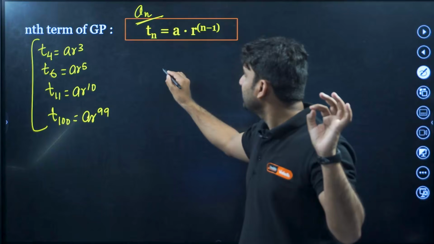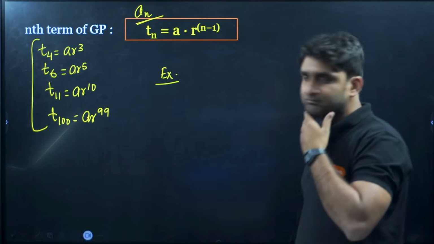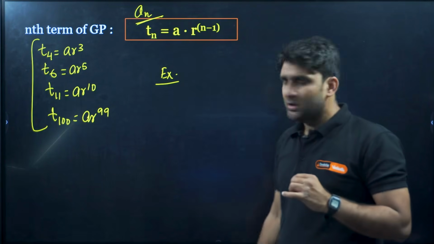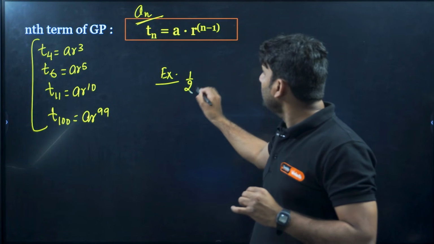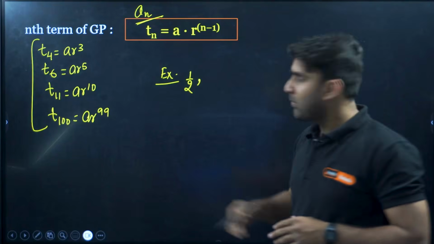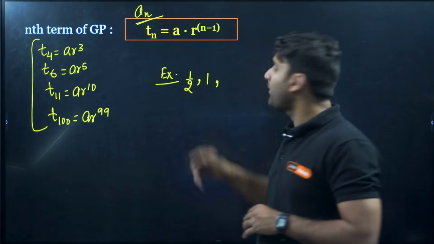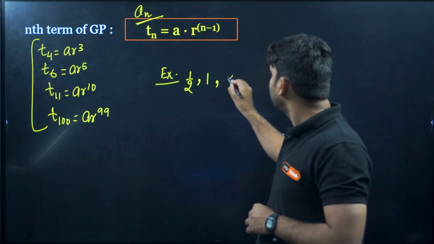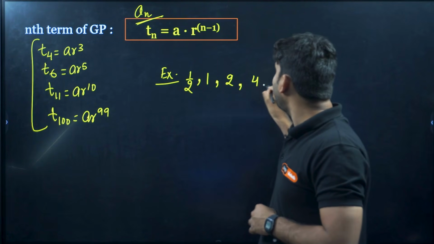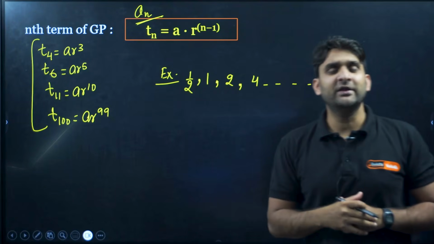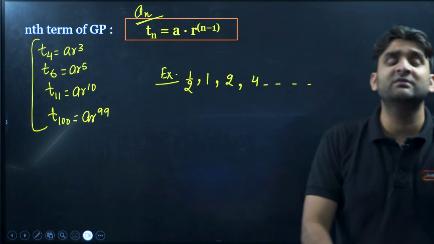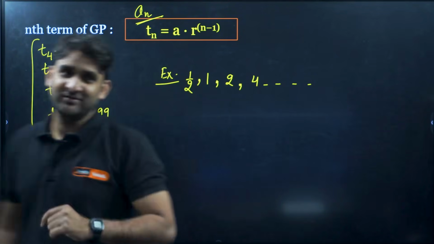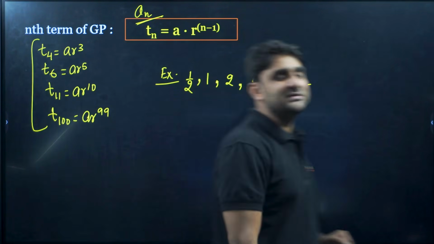Let's operate a question. For example, I have a question here. Please focus. My dear champion, I have 1/2, 1, 2, 4, and so on. Check whether the given progression, the given sequence, is a GP or not.